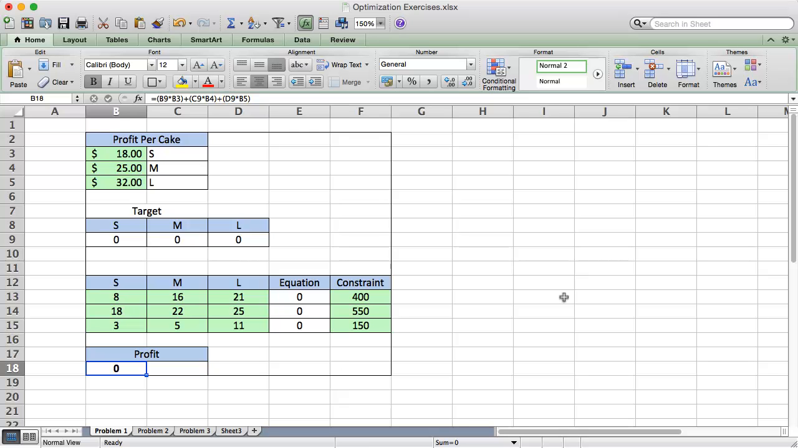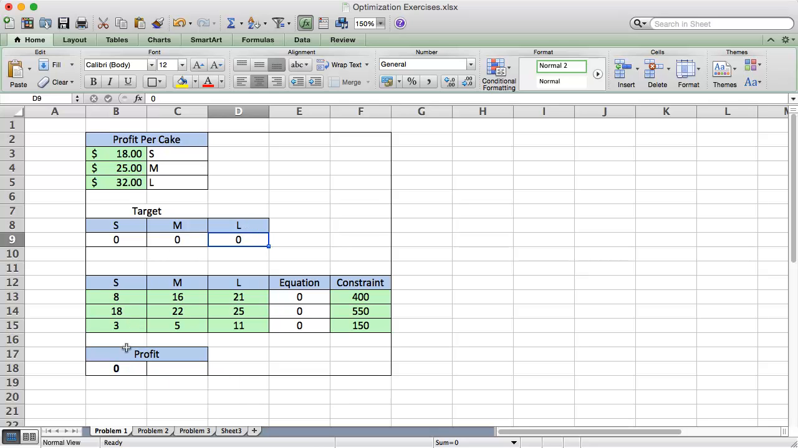So in setting up our spreadsheet, we want to use all 3 parts of our LP model and simply convey that information to Excel. So I've added some cells for the profit per cake, $18, $25, and $32 is the profit margin for the small, medium, and large cakes. Now our decision variables need cells also. Right now we're looking at 0 smalls, 0 medium, and 0 large. So this is going to be part of the answer to our problem.